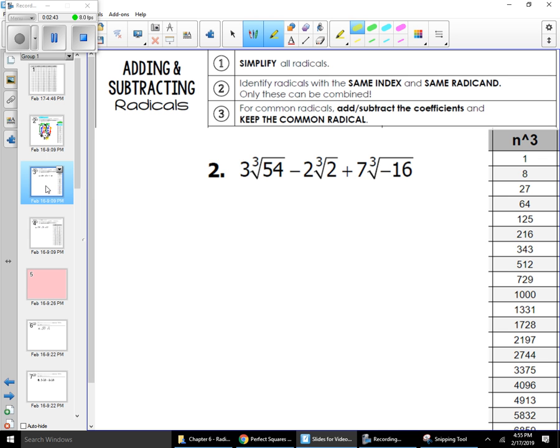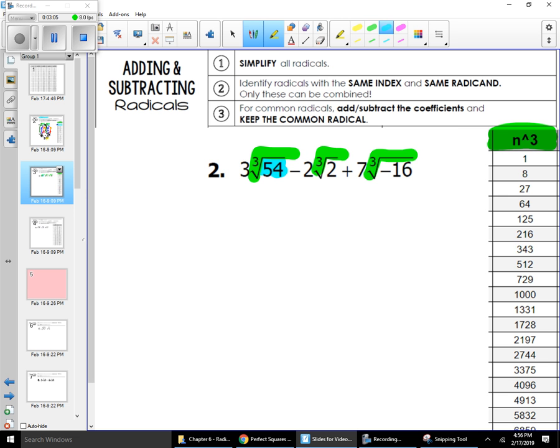Jump into the second example. These are now cube roots. That little 3 there is telling you it's a cube root. So on your perfect squares and cubes cheat sheet, you want to be looking at the cube column, n to the 3rd power. So none of these are perfect cubes, 54, 2, and 16, but we can certainly break them up and find those perfect cubes.